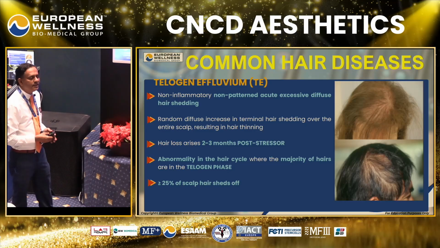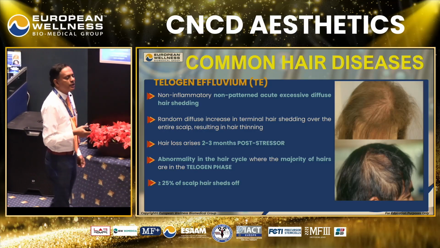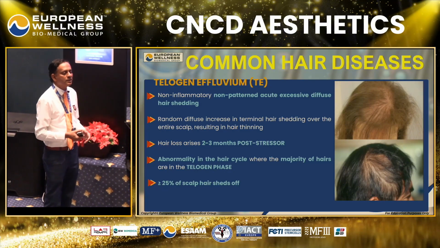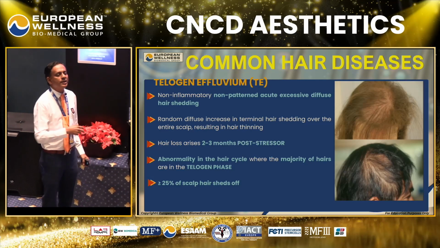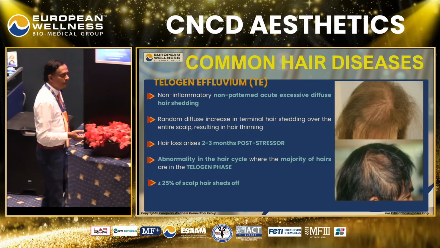Next, another disease, telogen effluvium. This is a non-pattern, acute, excessive hair loss. That means within a short period of 1 week or 2 weeks, a lot of hair sheds off from a person. Very acute, very traumatic.